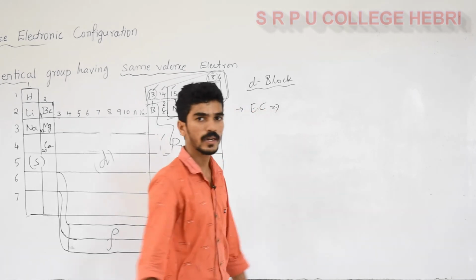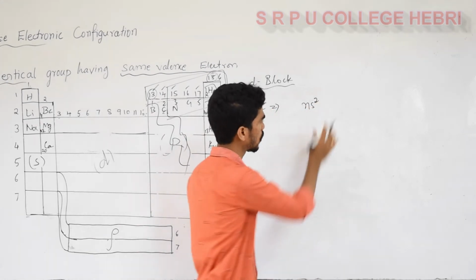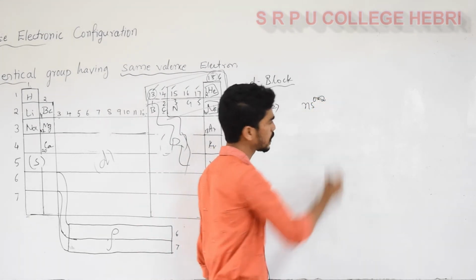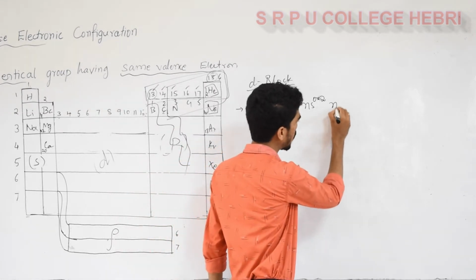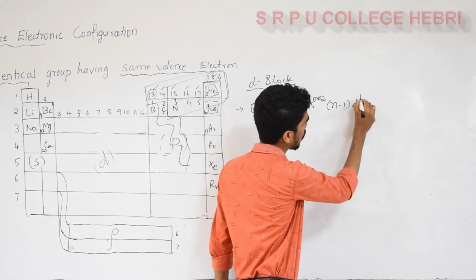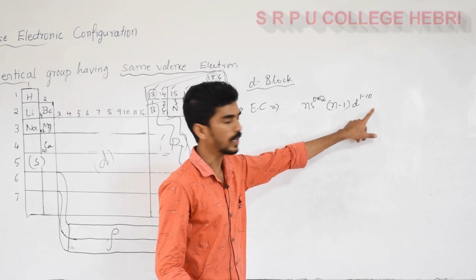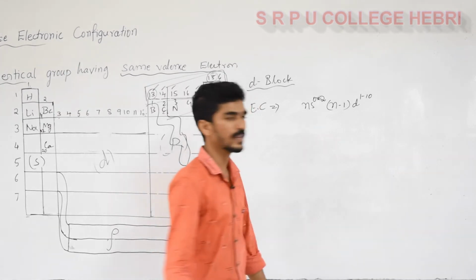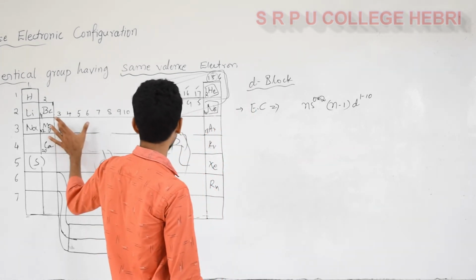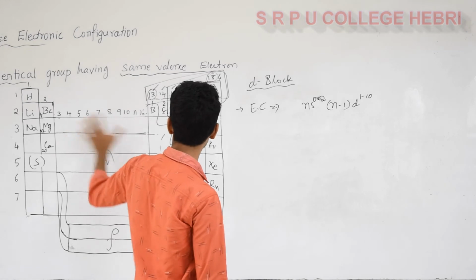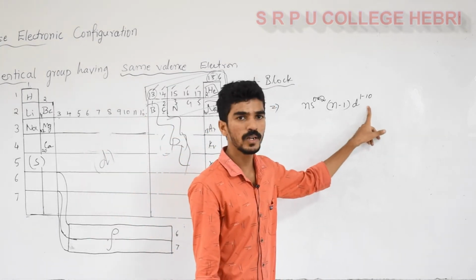that is ns, where n is 0 to 2 is possible. Only for the s orbital, 0 to 2 is possible, and (n minus 1) d, 1 to 10. I told you d capacity should be 10 only, 10 electrons we can fill. So this is the general electronic configuration of the d block element. Here group number 3 to group number 12, there are 10 groups, because d has the capacity to fill 10 electrons.